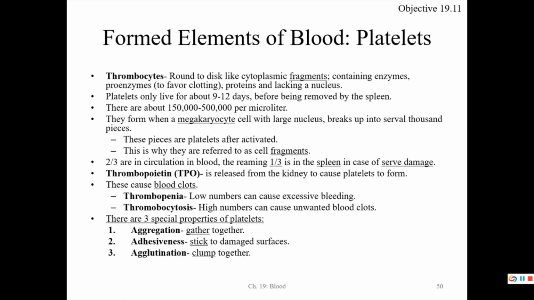Thrombopoietin, also called TPO, is the hormone that causes their production. It's released in the kidneys. They are involved in blood clotting. So, for example, if you have thrombopenia, lower numbers of platelets, below 150,000, then you have excessive bleeding as a disease. Thrombocytosis is high numbers, over 500,000 per microliter, and that can cause unwanted blood clots.